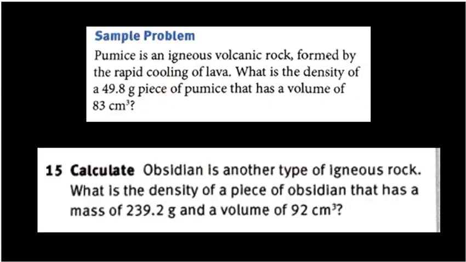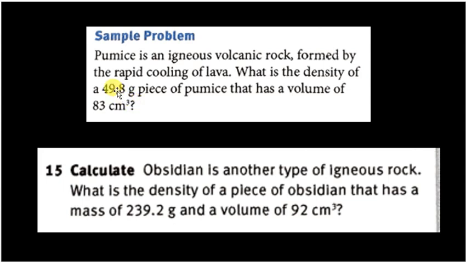All right. So these two problems, you will use those formulas to find out the density. So the first one says pumice is an igneous volcanic rock formed by the rapid cooling of lava. So we talked about this pumice in the class. What is the density? Okay, so we're looking for density. What is the density of a 49.8 gram piece of pumice? So what is 49.8 grams? That's the mass. Remember, grams is mass. That has a volume of 83 centimeters cubed.